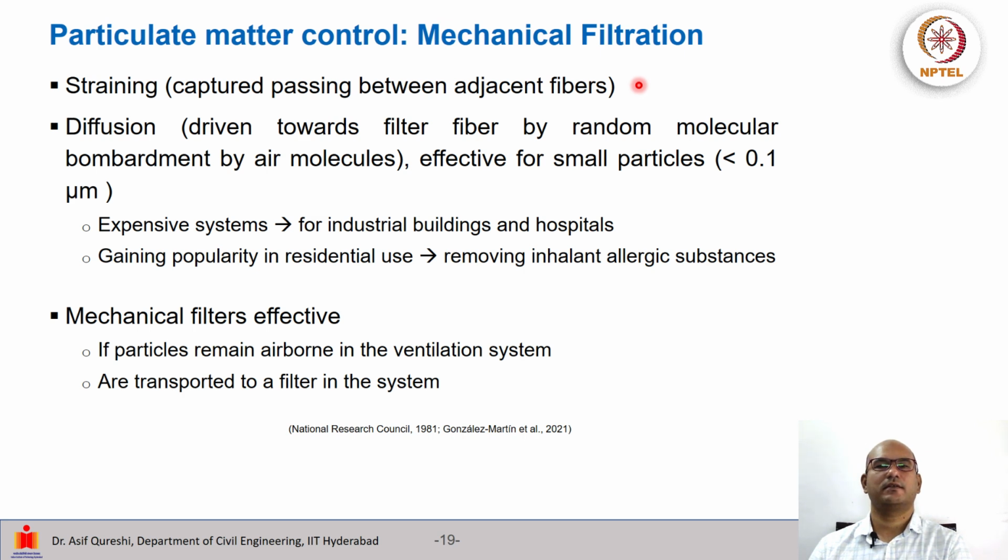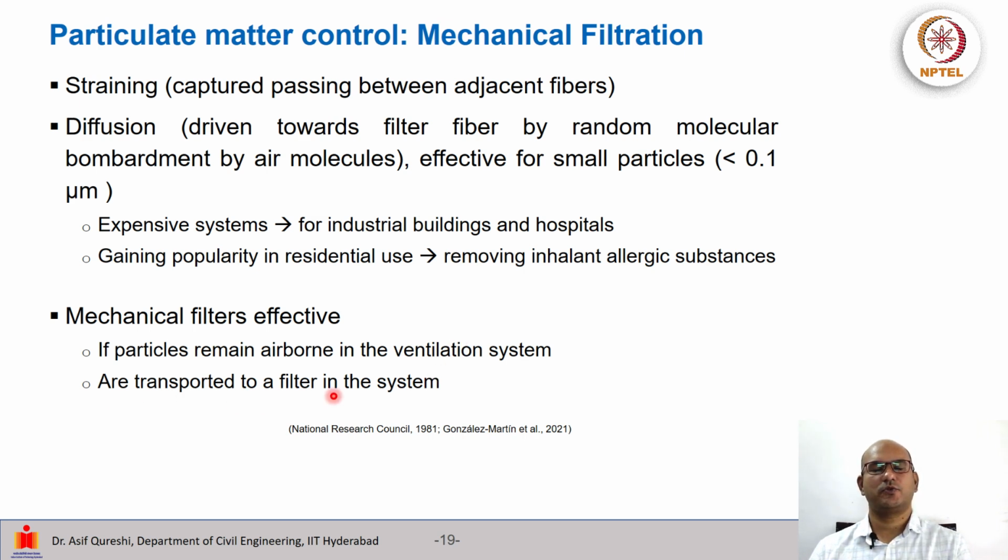Then one can do straining, which is capture of particles passing between adjacent fibers. Diffusion, in which the particle is driven towards the filter fiber by rapid molecular bombardment by air molecules, is generally effective for small particles, but it is an expensive system. But since we can remove very small particles, it is somewhat useful because it can remove inhalant allergic substances, and therefore for residential use they may become popular. The mechanical filters are generally effective if particles are remaining airborne, right? If they are not in the air, how will we filter them?